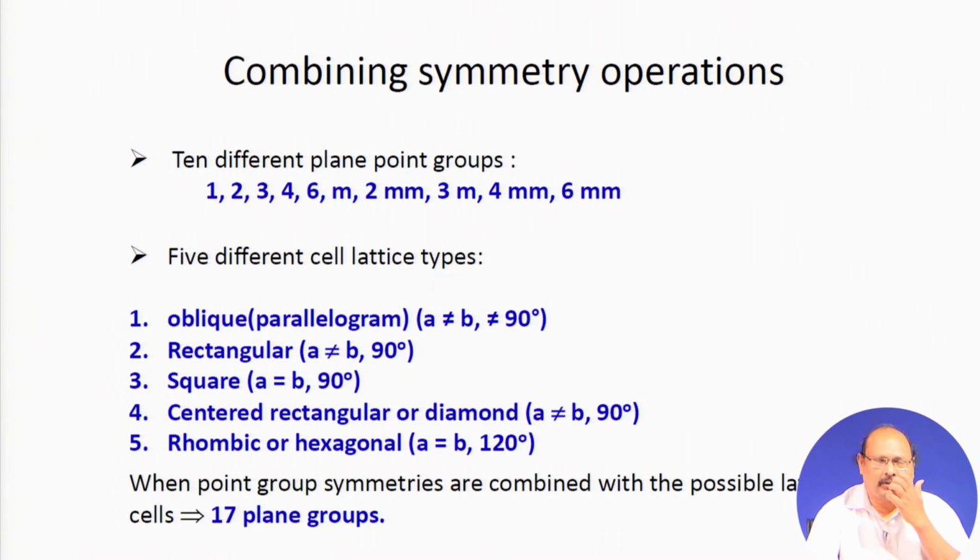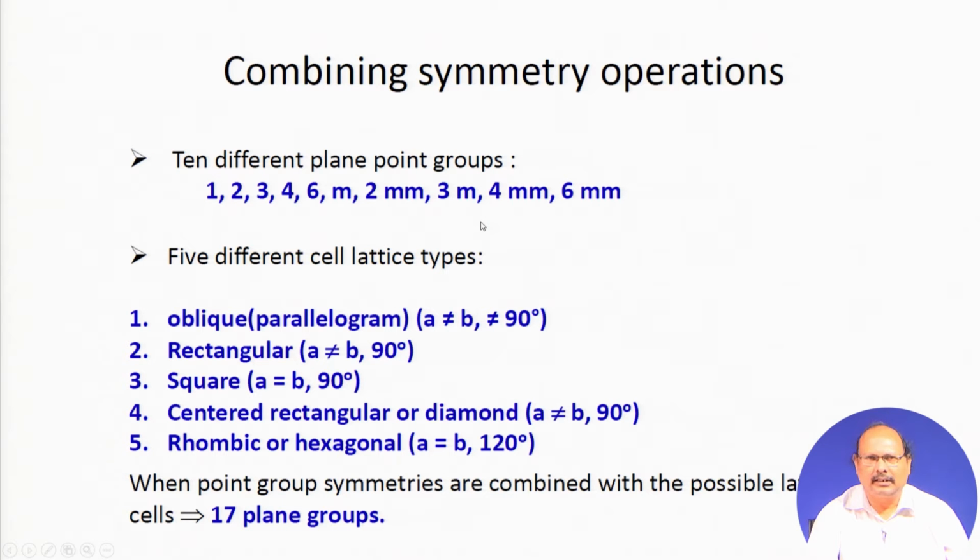Now, this kind of symmetry operations, the translational symmetry operations, can be linked with 10 fundamental types of point groups of symmetry, which are of two-dimensional nature here. What are those 10 different types of two-dimensional point groups of symmetry, which we have studied in previous lectures? They are 1, 2, 3, 4, 6, m, 2mm, 3m, 4mm and 6mm.